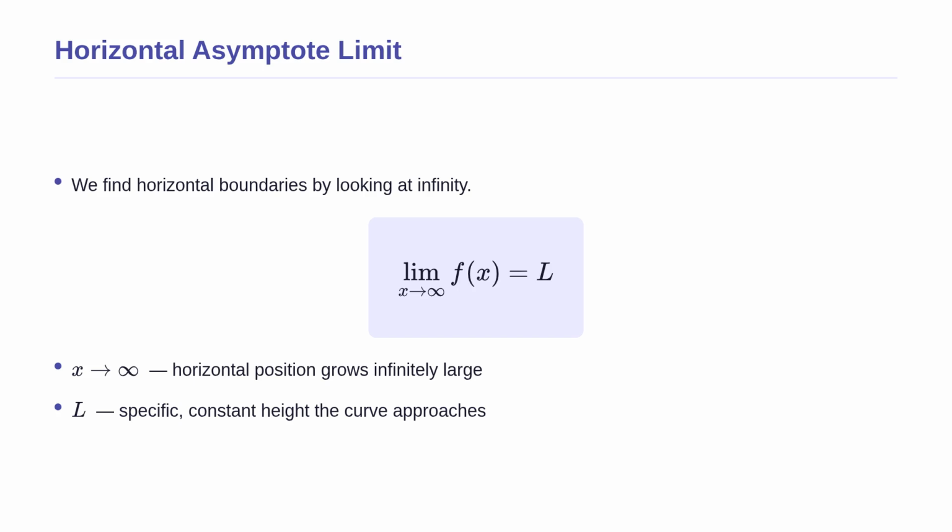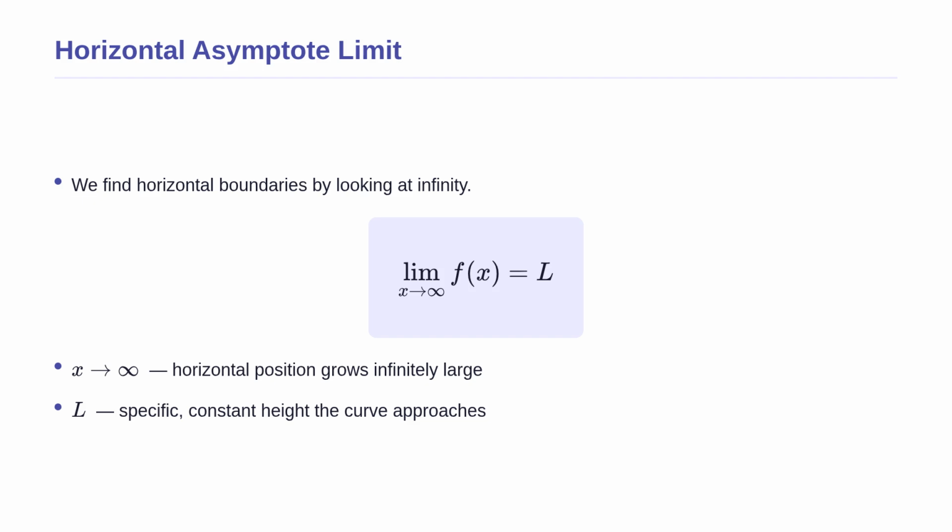This formula represents the mathematical search for a horizontal asymptote, our invisible boundary line. Conceptually, it asks a simple question: what happens to the curve as it travels infinitely far to the right or left? The limit stands for exactly that.